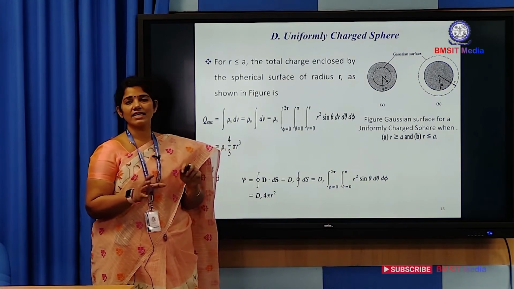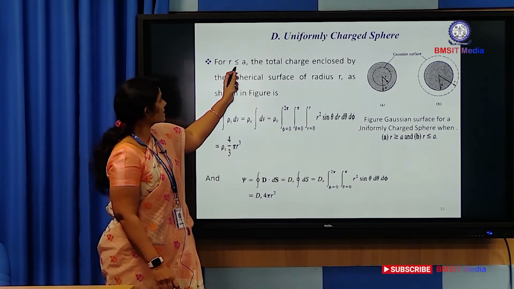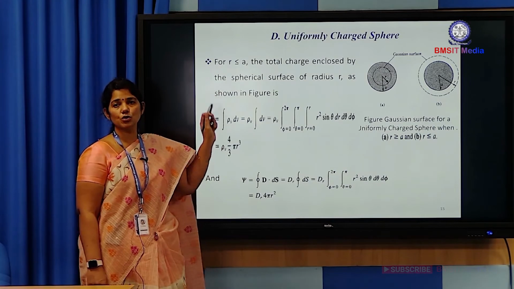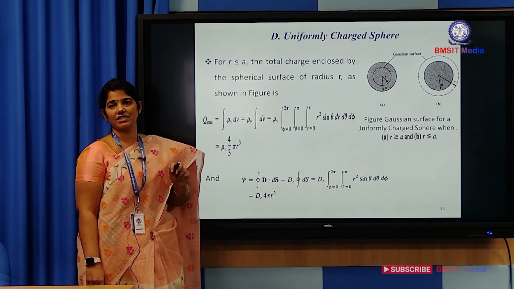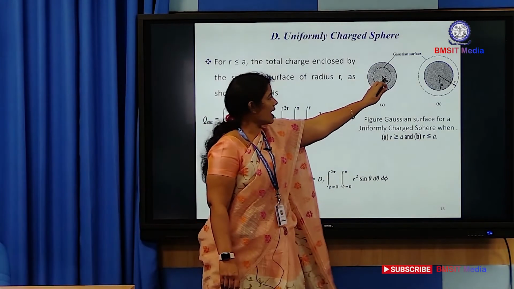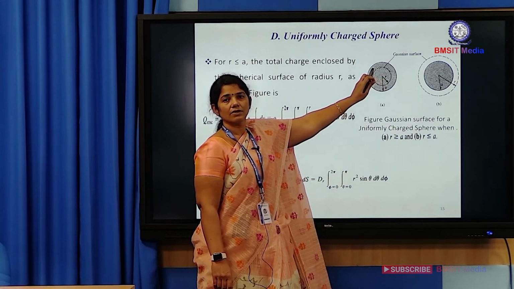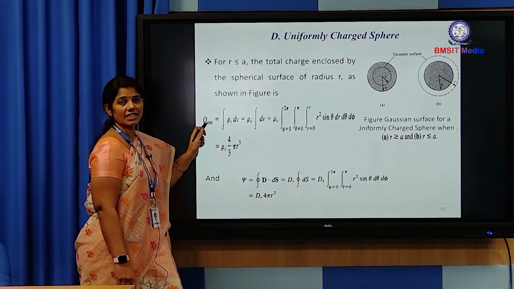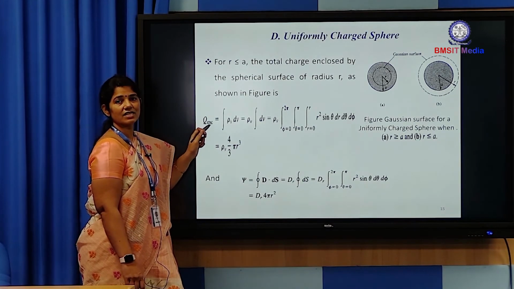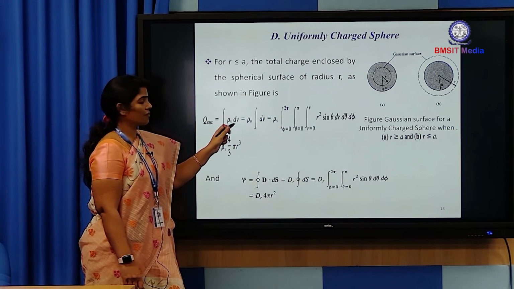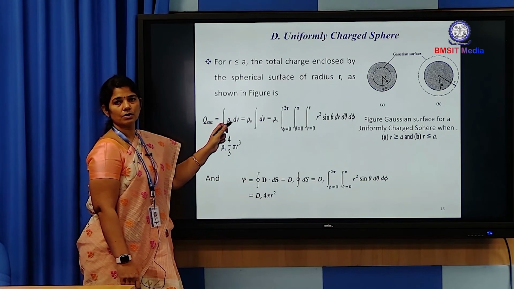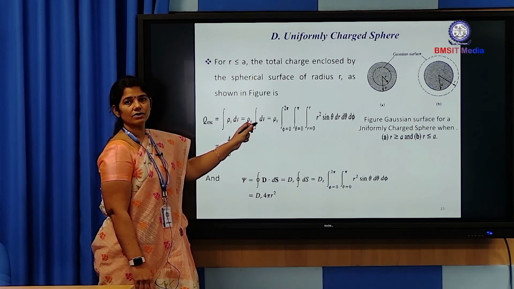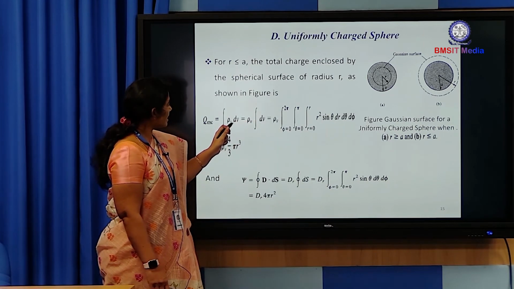So, let us consider the first case, that is for r less than or equal to A, the total charge enclosed by that spherical surface of radius r is nothing but Q enclosed, that is the charge enclosed by that surface, which equals integral rho v dv as we know. So, which is equal to rho v integral dv. So, rho v, what is integral dv?